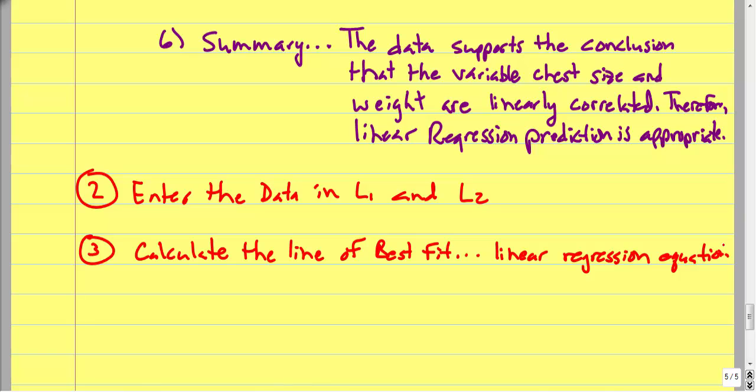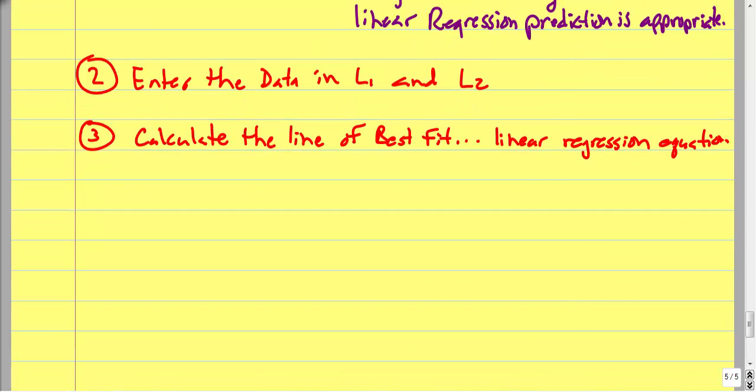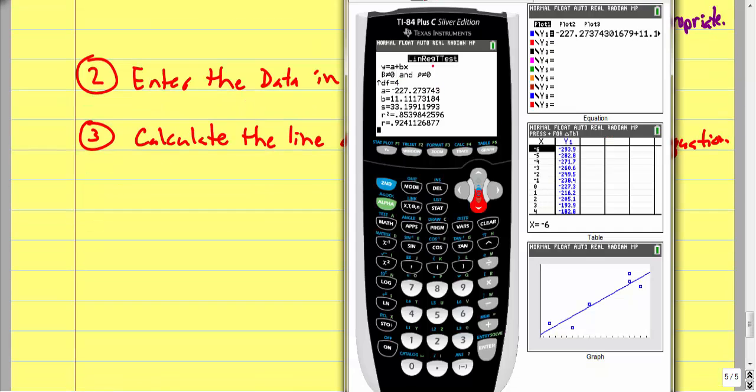Okay, so let's grab our calculator. Now we already have all this data in here. So this is actually my line of best fit. It's already given to me right here. This is a plus bx instead of ax plus b. This is the case where you have to be careful. A in this particular case is negative 227.27. That's my y-intercept. My slope is b, 11.11.